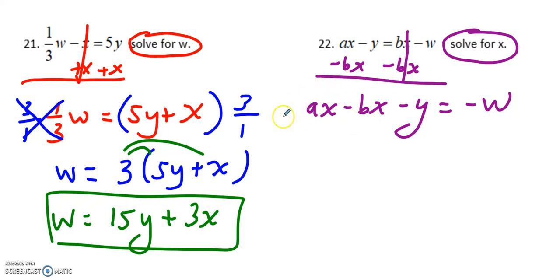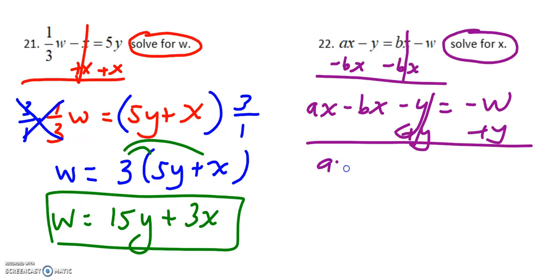Now, I still want to get the x's isolated, so I notice that the y can be moved to the other side. So let's add y on both sides. Cross these y's out. You'd have ax minus bx equals negative w plus y. Now, at this point, we talked about that. Both of these terms have an x, and we only can solve for one x. So we need to get from two x's to just one.